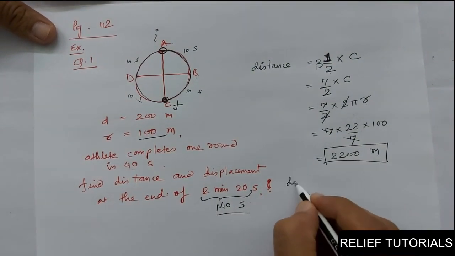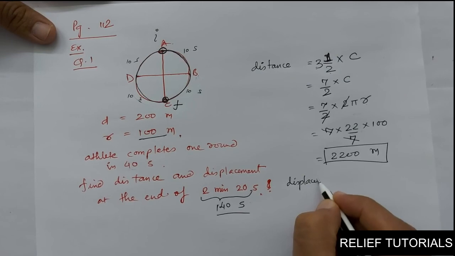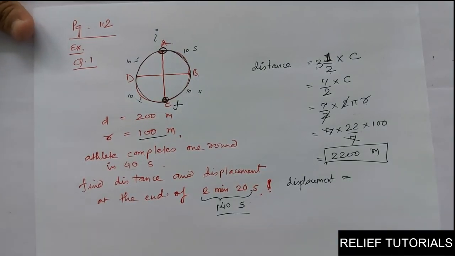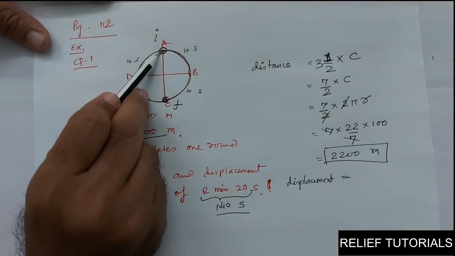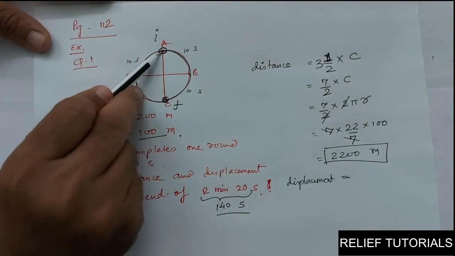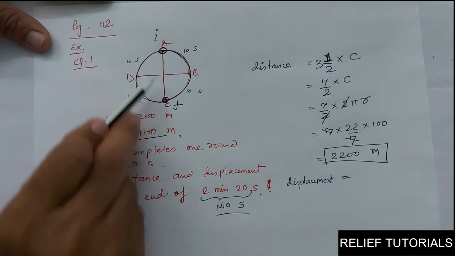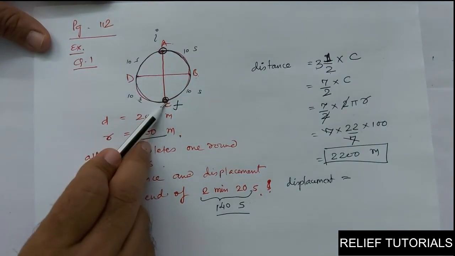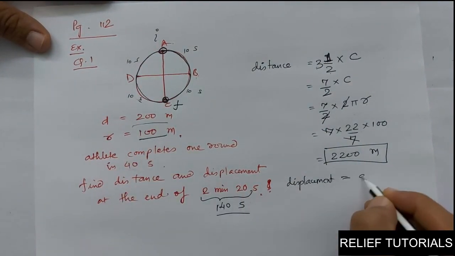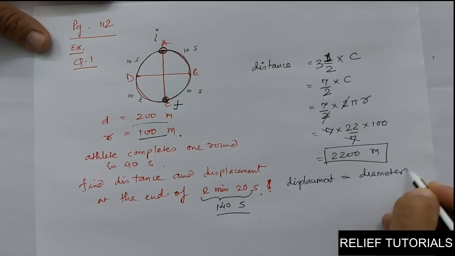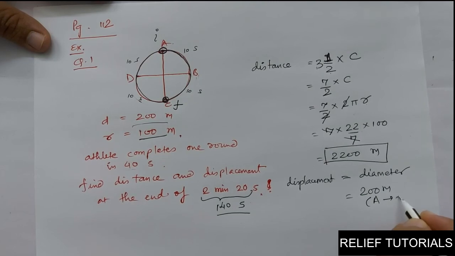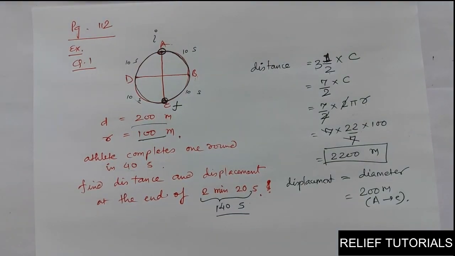But what is displacement? Displacement means the straight distance between the initial point and the final point. The initial point is A, the final point is C, so the straight distance is nothing but the diameter. Diameter is 200 meter. So here the displacement is 200 meter. If you want to mention the direction, it is A to C.